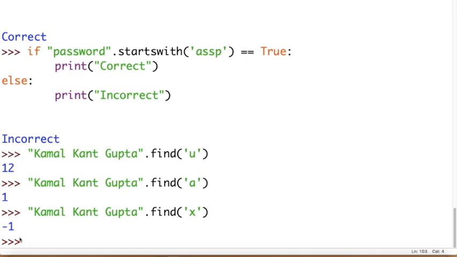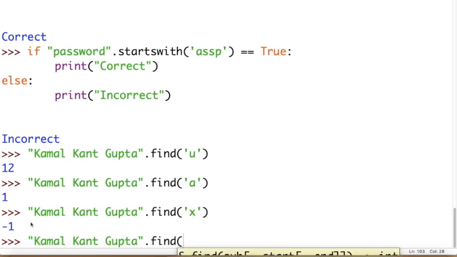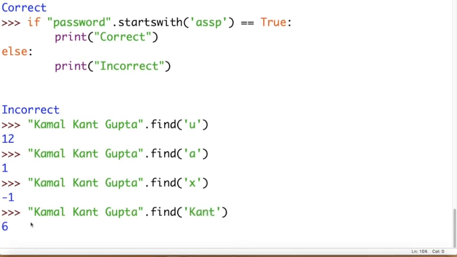Not only a single character, you can also find a group of letters in a given string. Say for example, dot find Kant. You can find Kant also, which is a group of letters within a given string. Now it is giving you 6. Why? Let us count 0, 1, 2, 3, 4, 5 and 6. The K of the Kant is starting at the index 6, and hence that starting position is being returned. So Kant exists there, and it is starting at the index number 6. Here also the indexing starts with 0, right?